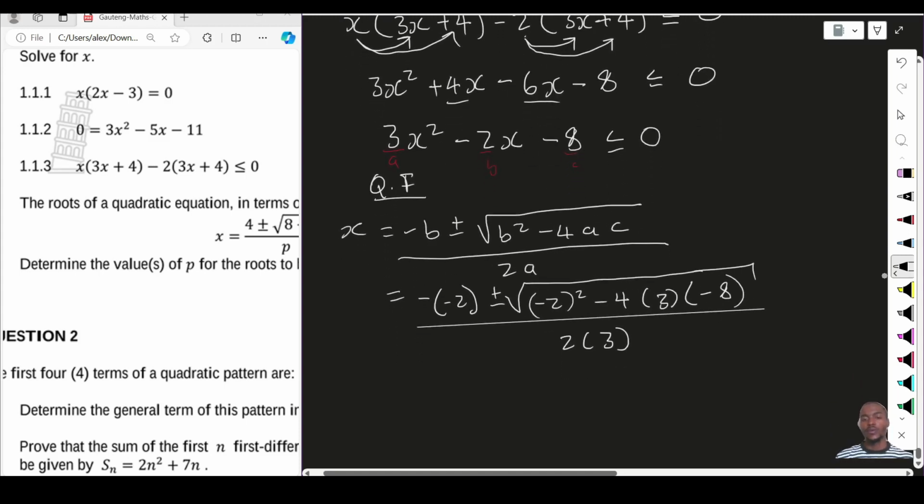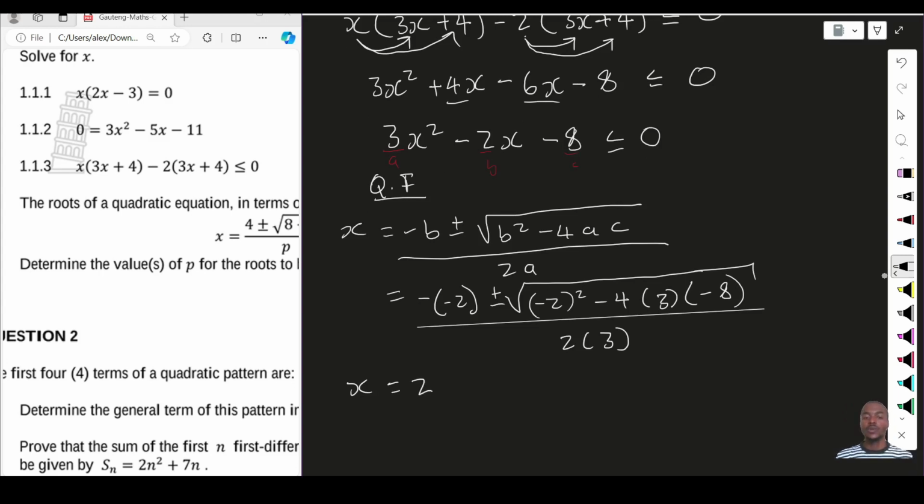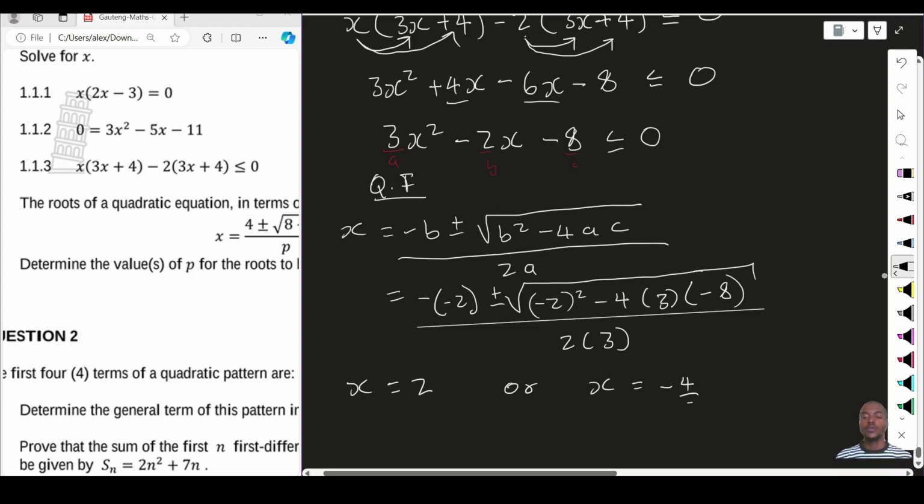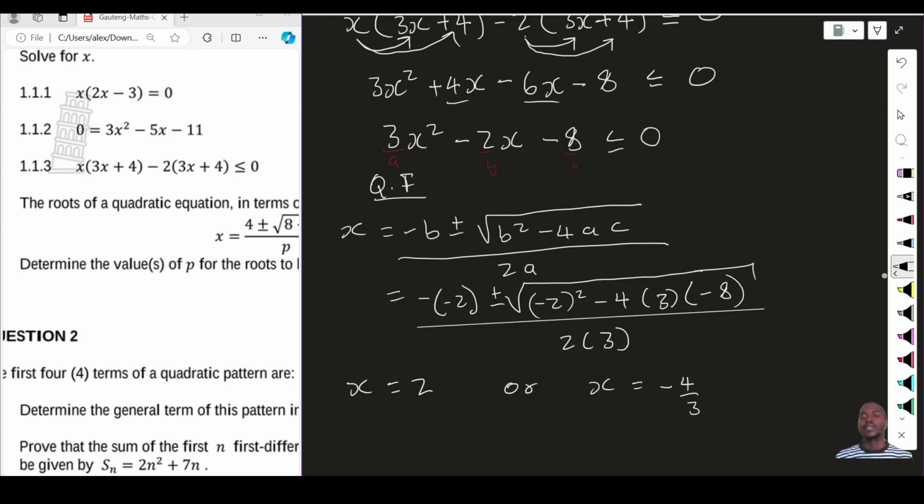From there now, your solutions, the first solution of x, you should get x is equal to 2, or x must be equal to negative 4 over 3. These are your two solutions of x. But I forgot to look at something here. We have an inequality sign.